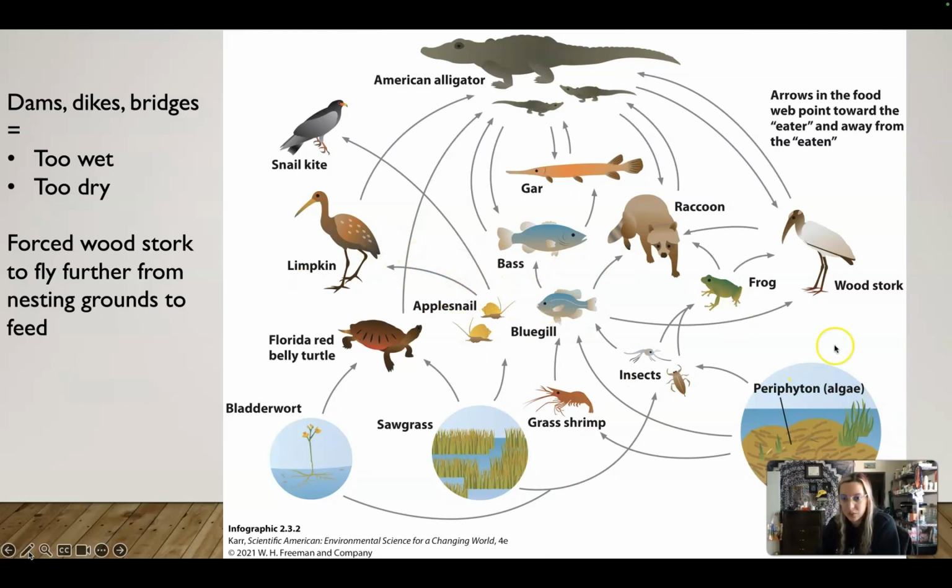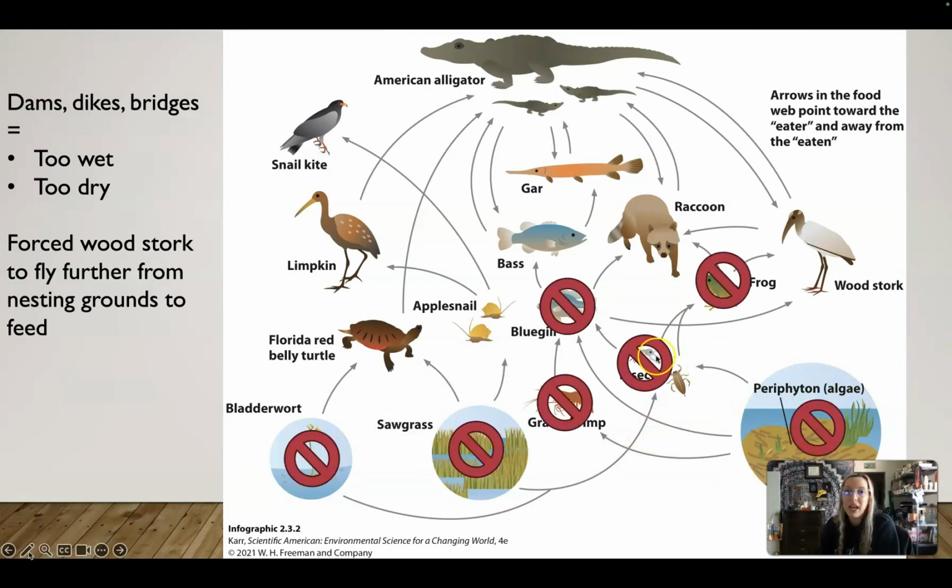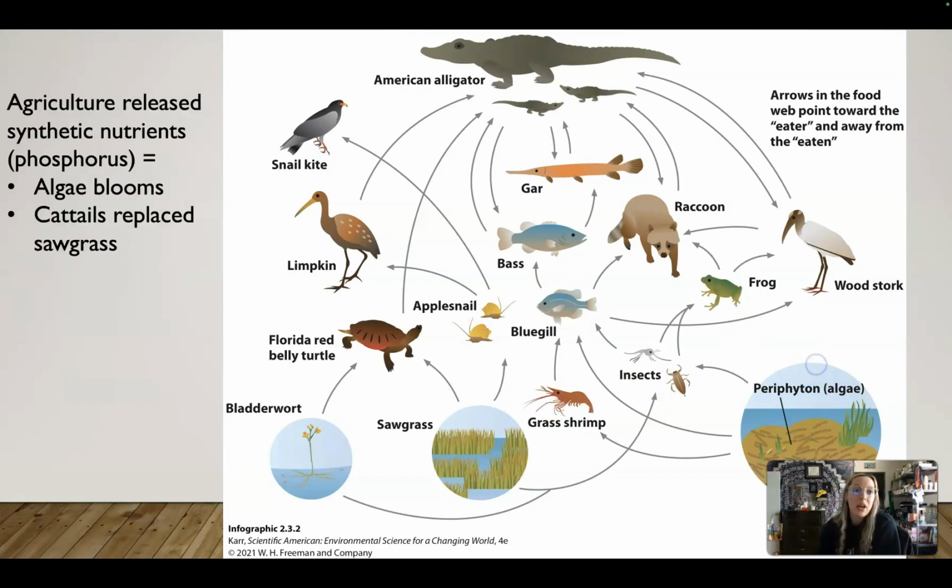The producers were highly impacted, producers being anything that is photosynthetic. So algae, sawgrass, bladderwort, things like that, which then leads to anything that relies on these to be heavily impacted as well. And that's what this slide here is trying to show. So if you don't have our primary producers, then that is going to basically deteriorate any other species that rely on them. And that can be a bit of an issue, right?